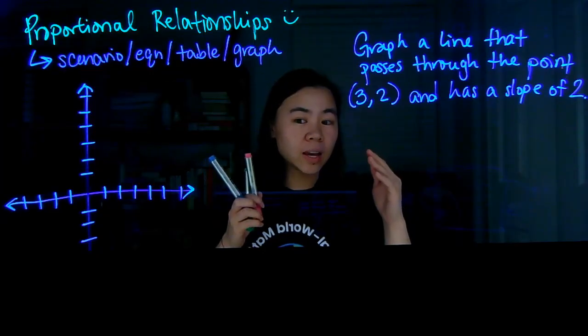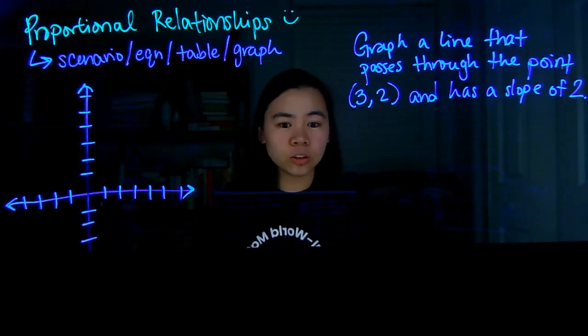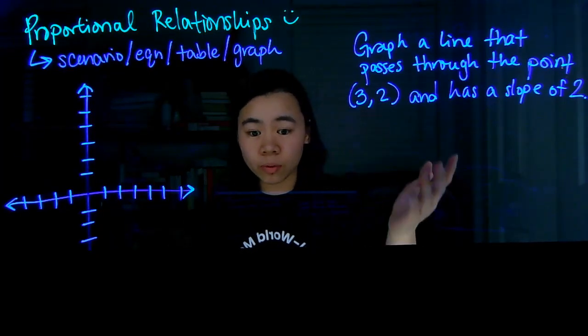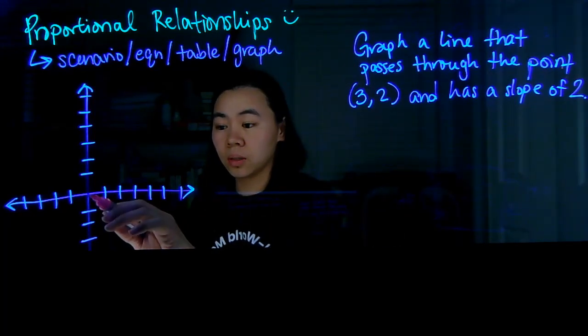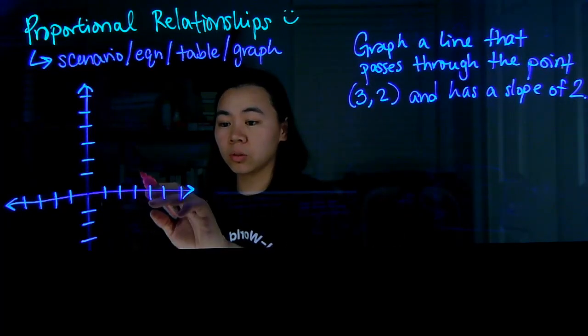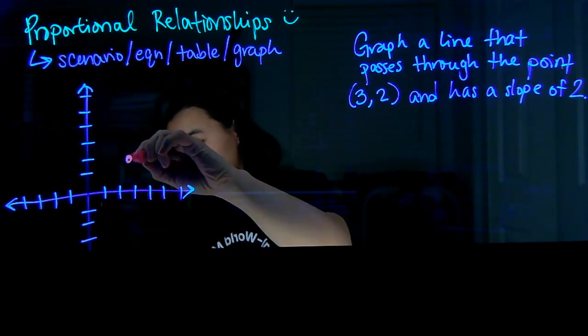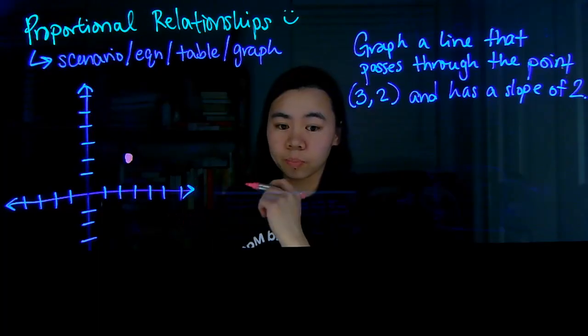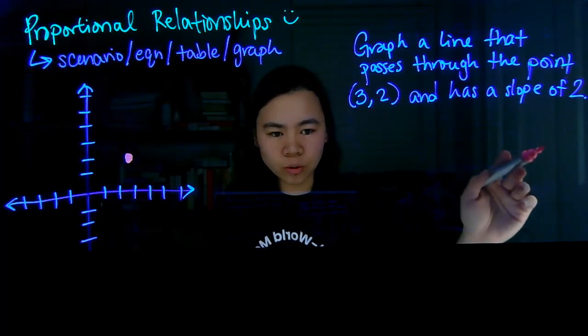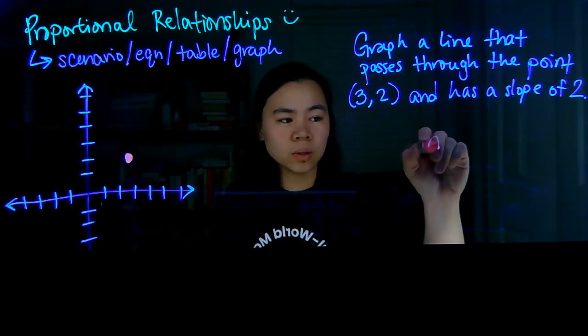So if you have a function that's going through 3, 2, well then that means 3, 2 is one of our points. So I'm going to go ahead and start with 3, 2. That means right 3, 1, 2, 3, and up 2, 1, 2, right here. This is that point 3, 2. If it has a slope of 2, what am I doing? So I know m is going to be 2.